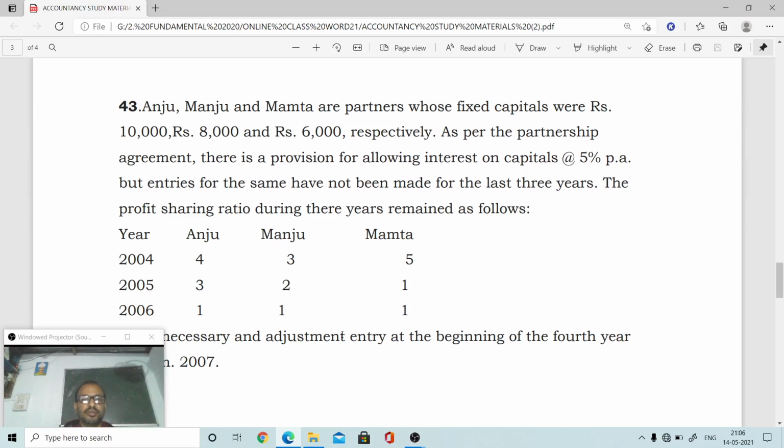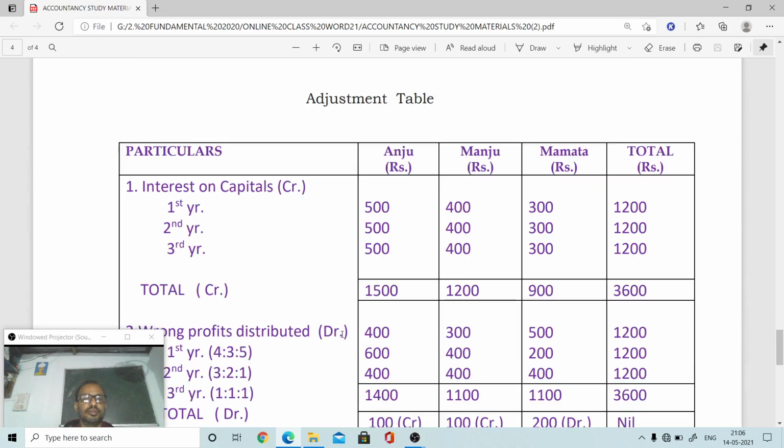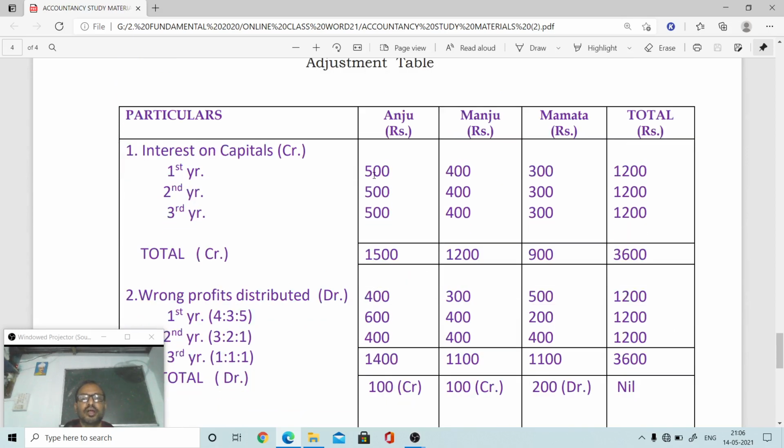So let's consider here. First, we will consider the adjustment table. In the adjustment table, for the last 3 years, first year, that is interest on capital, or directly we can show the amount as fixed capital, like 10,000 into 5% into 3. That way also you can do. Or if you want to show details, you can show it like this. First year, Manju's interest on capital 500, Manju's 400, Mamata's 300, total 1200. Again the second year also the same way, 500, 400, 300. Third year also the same because it is a fixed capital.